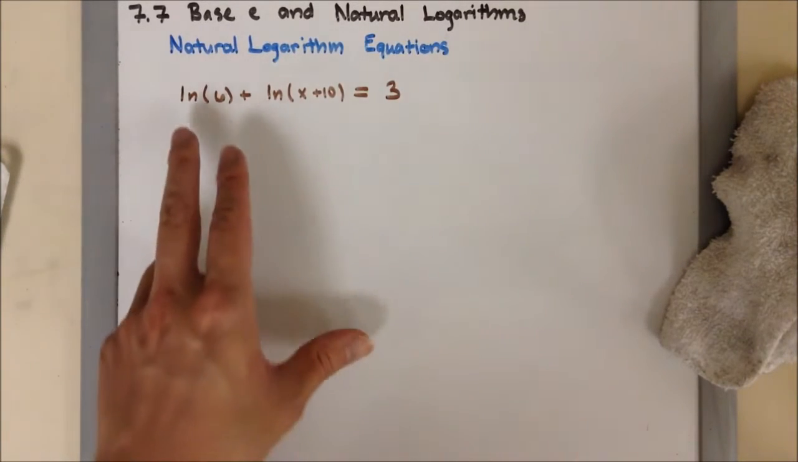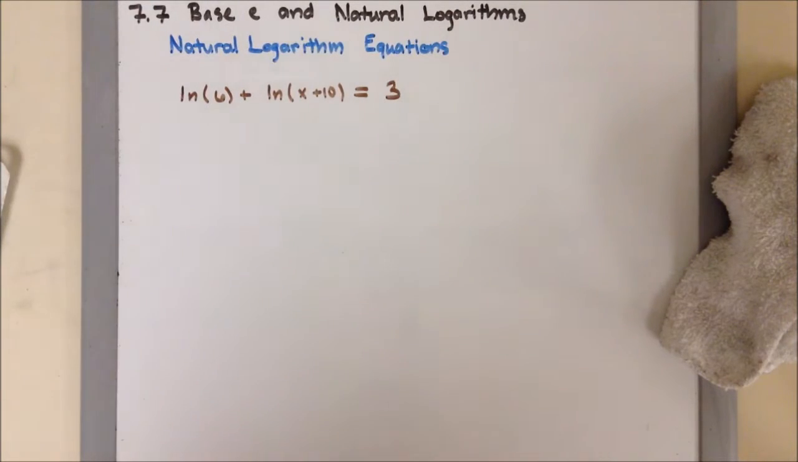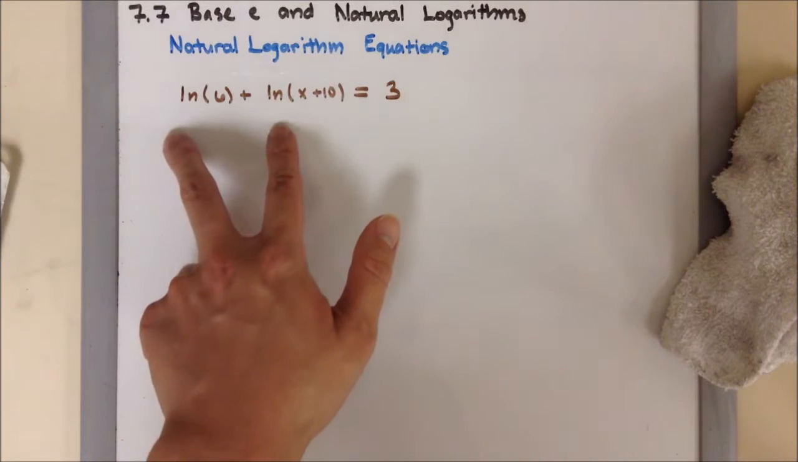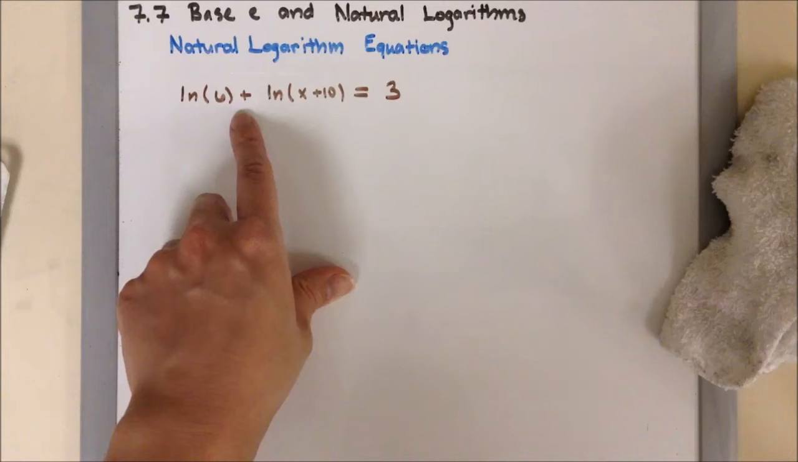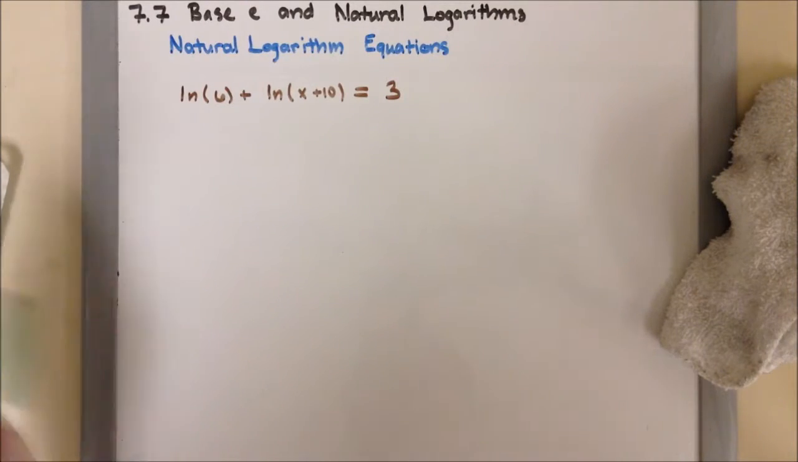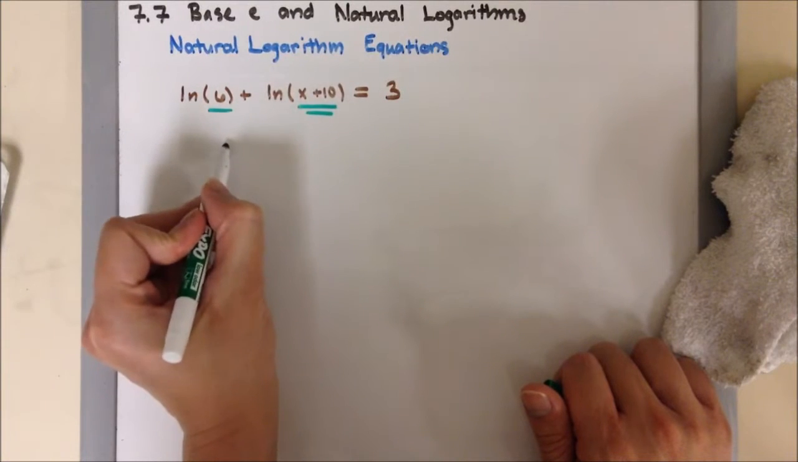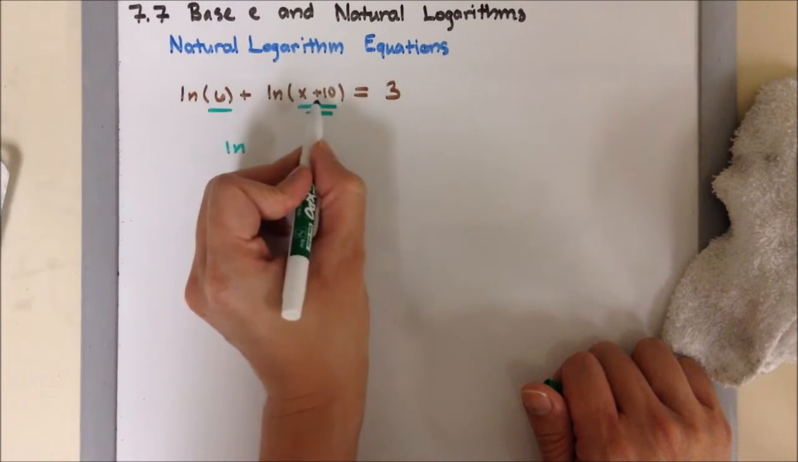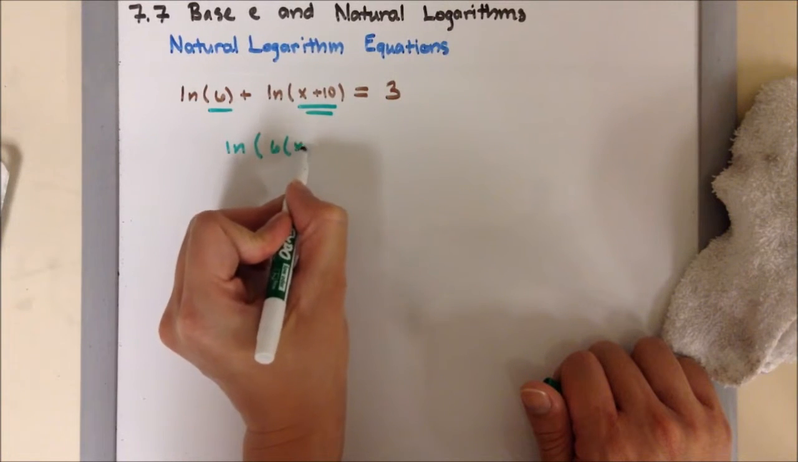In this example, I have natural log of 6 plus natural log of x plus 10 equals 3. So, again, before I can start solving, I need to condense these two natural logs into one. Since we have a plus in the middle, I'm going to be using the product property. So for the product property, it states that I'm going to multiply the 6 with the x plus 10. So 6 times x plus 10.